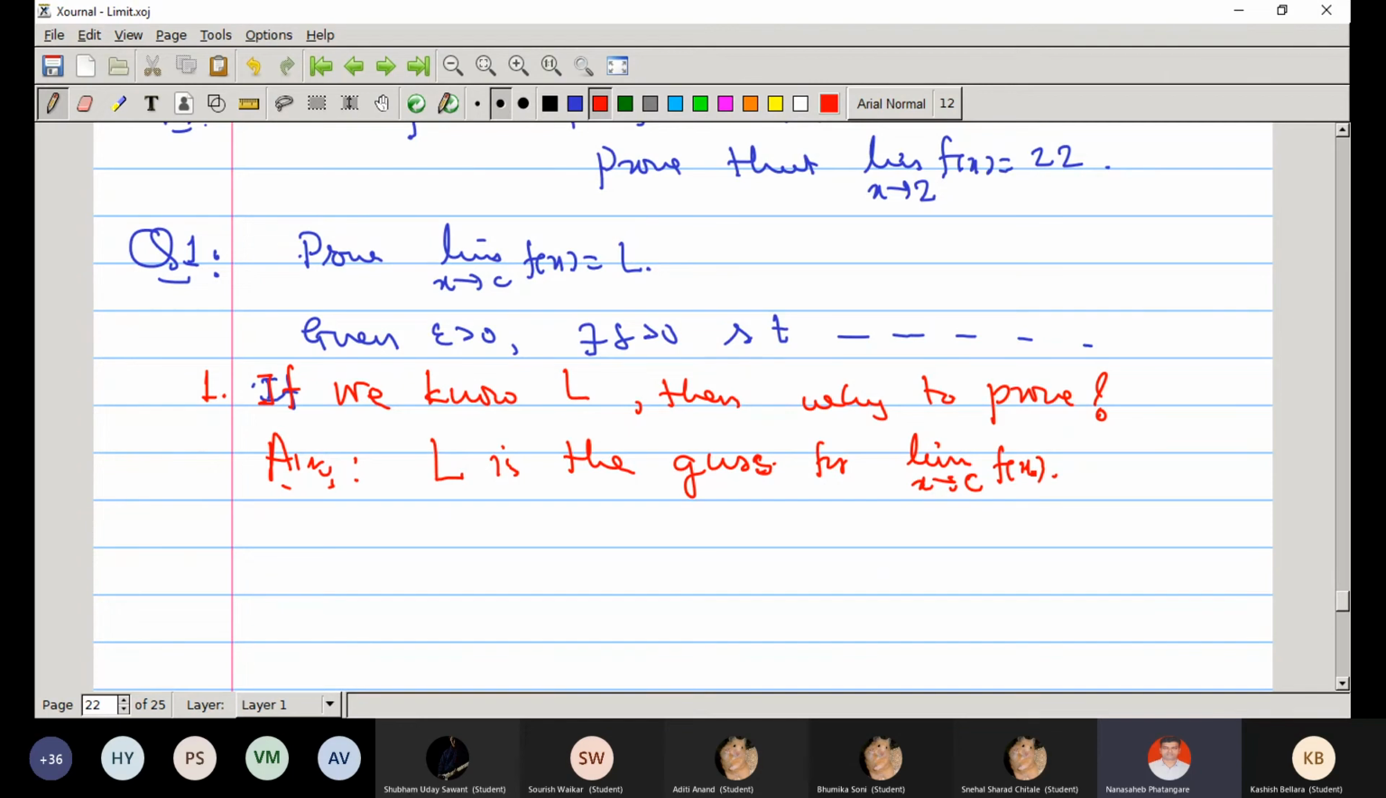We are not sure, right? We are not sure. It is a great guess. The limit is L. It is a guess. If you prove it, then we are sure, confirmed. This is the correct limit at c. Okay. What is the next question you should ask?